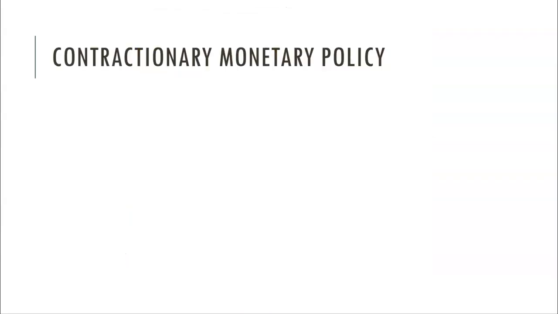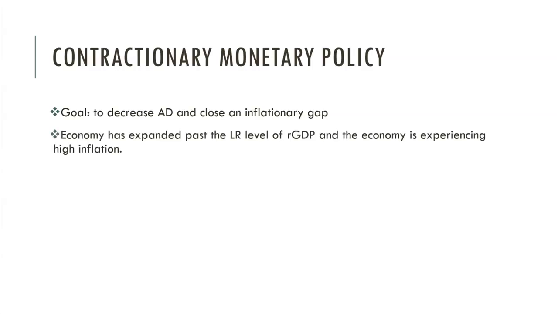They can also do contractionary monetary policy. So they're trying to shrink the economy. We are producing somewhere beyond that long run potential, and we want to decrease economic activity. Right? So the goal is to decrease aggregate demand and close an inflationary gap. So the economy has expanded past that long run level of real GDP, and the economy is experiencing high inflation. So contractionary policies, they're going to sell Treasury securities.